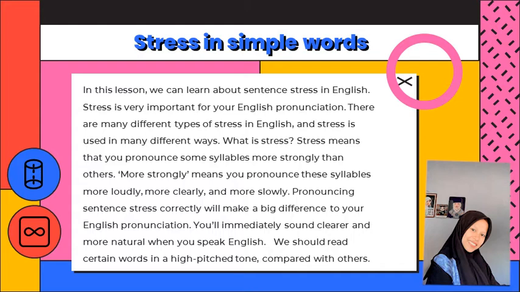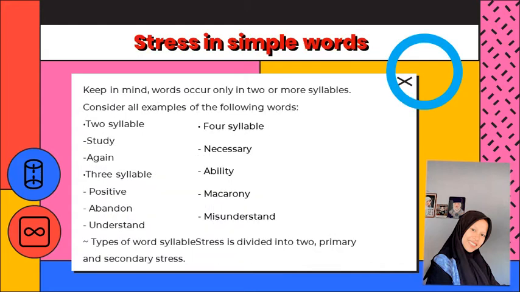We should read certain words in a high-pitched tone compared with others. Keep in mind, stress occurs only in words of 2 or more syllables. Consider the following examples. 2 syllable, study. 3 syllable, positive, abandon, understand. 4 syllable, necessary, ability, macaroni, misunderstand. Types of word stress are divided into 2, primary and secondary stress.